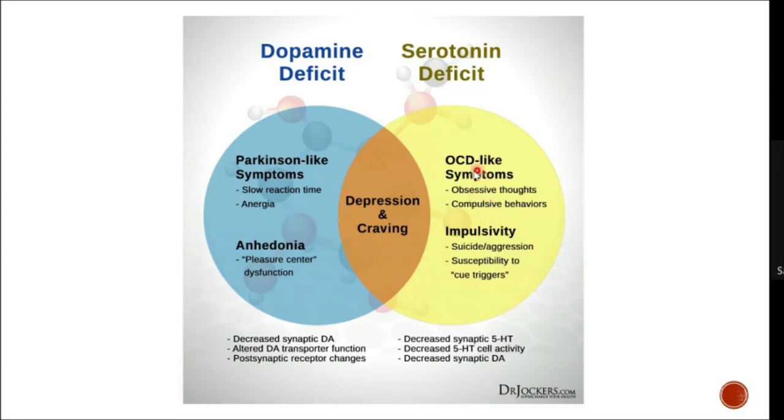So there may be OCD-like symptoms. You know what OCD is? Obsessive compulsive disorder. Here the person does the same thing again and again. Suppose he has locked the door and he will go and try the lock all the time, checking whether it is locked or not. He may keep washing his hands continuously. So there may be obsessive thoughts, compulsive behaviors, suicide and aggression. Such people may go into a state of depression.